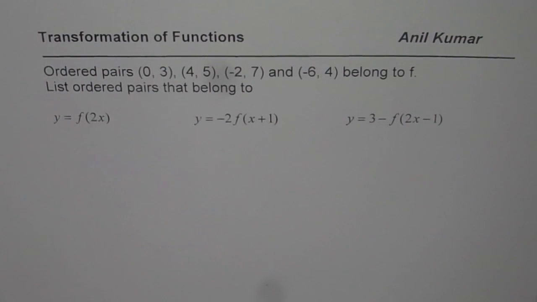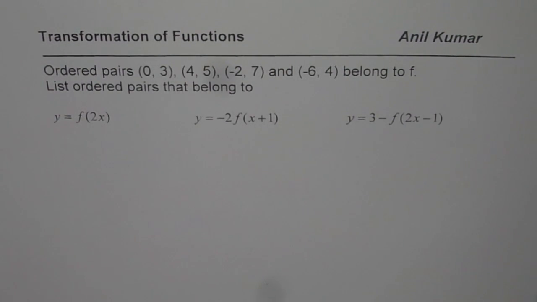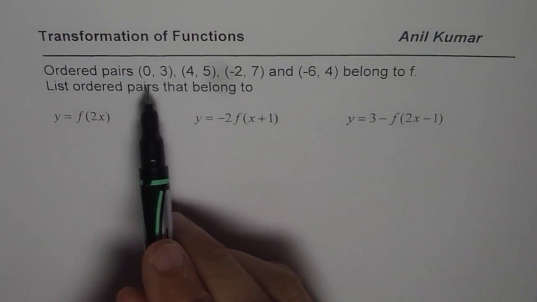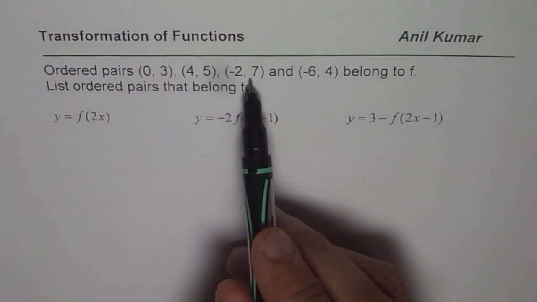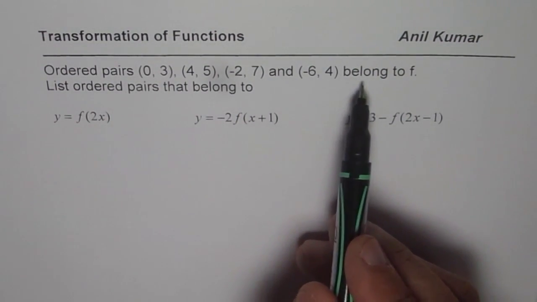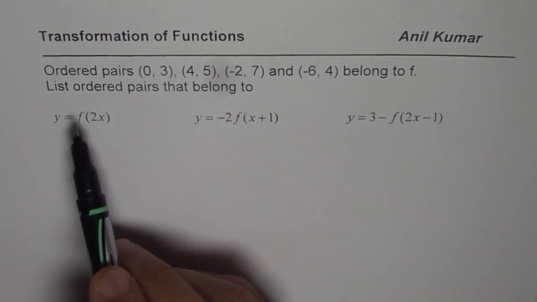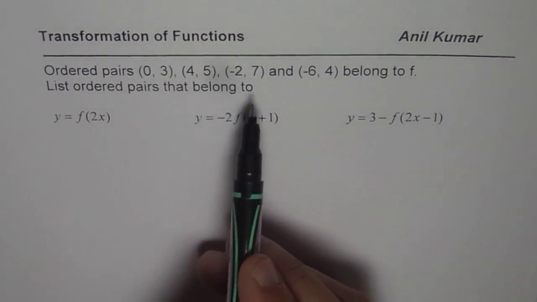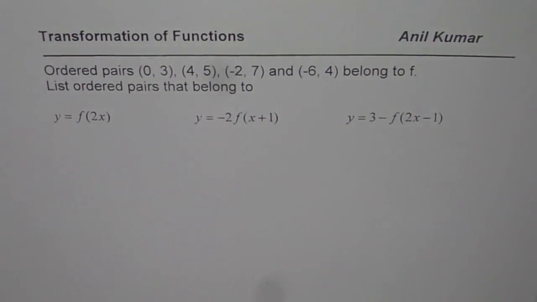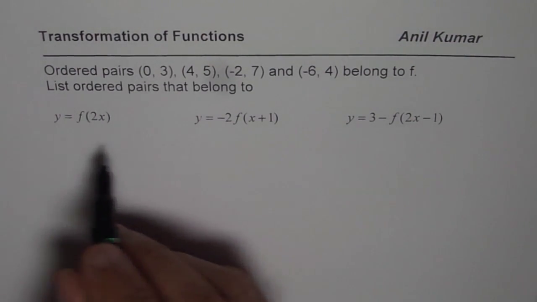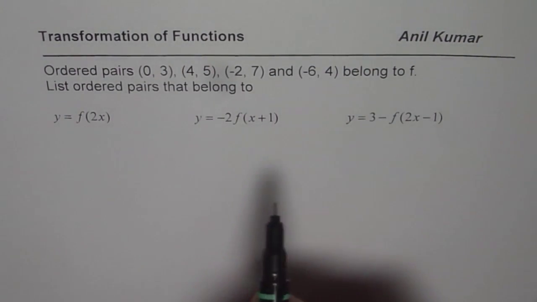I'm Anil Kumar, and in this video we'll learn the technique of writing image points of transformed functions. Question is, ordered pairs (0, 3), (4, 5), (-2, 7) and (-6, 4) belong to f, a function. List ordered pairs that belong to these three different functions, right? So these three are transformed functions of f.